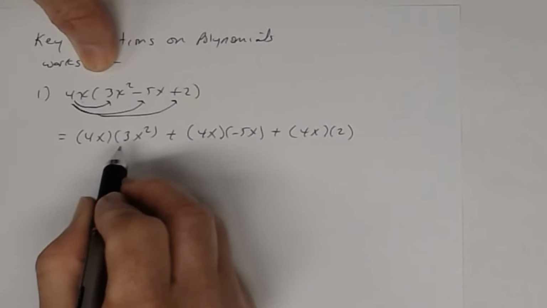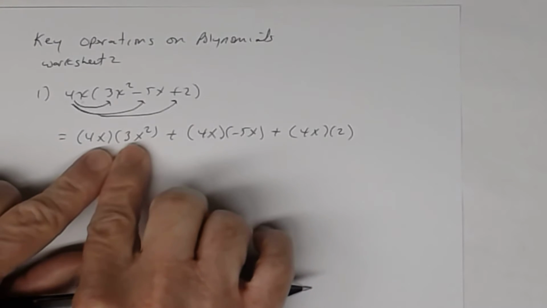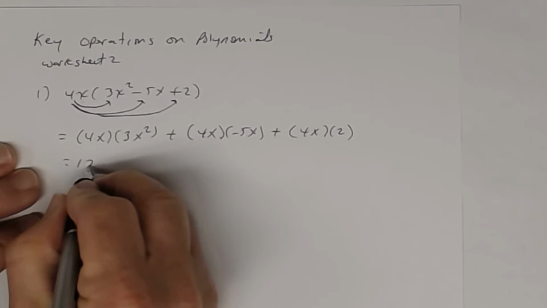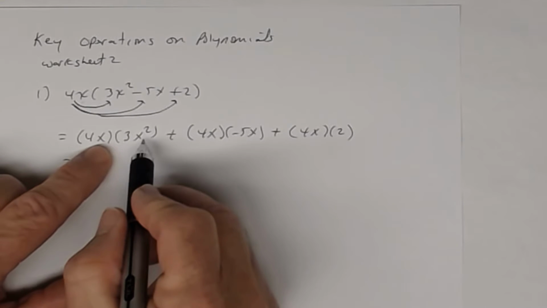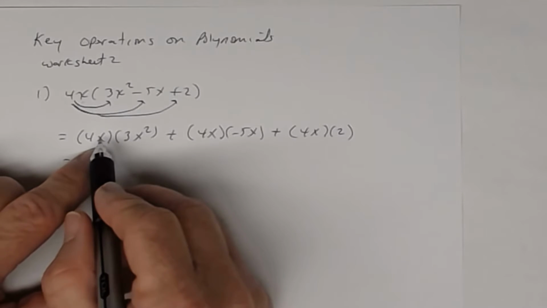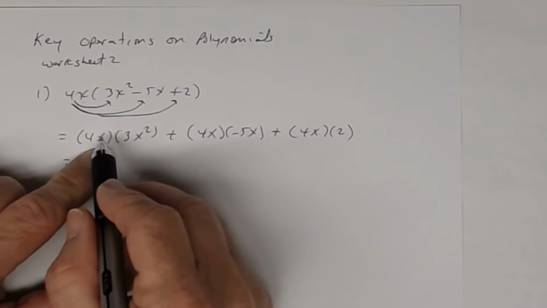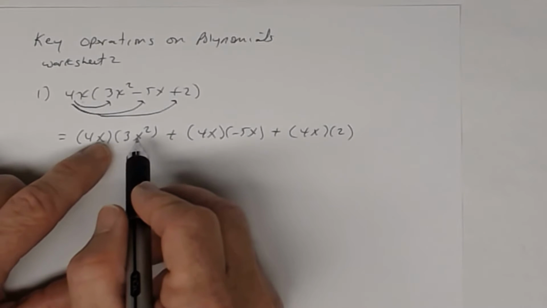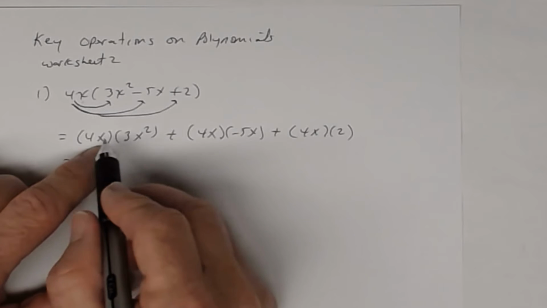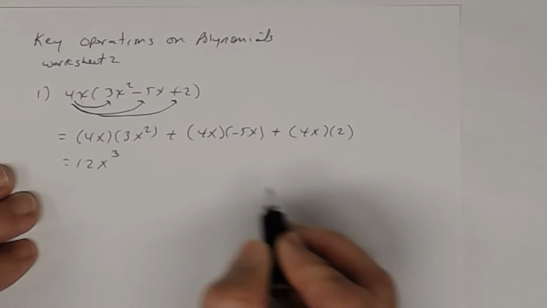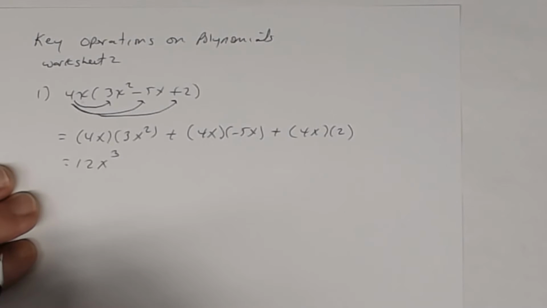And so here you're multiplying monomials together, so you're going to say 4 times 3 is 12. And then be careful, you're multiplying variables. So remember the power rule, the product rule. When you have x to the first times x squared, when you multiply like bases, you add exponents. So x times x squared is x cubed. So this right here becomes 12x cubed.